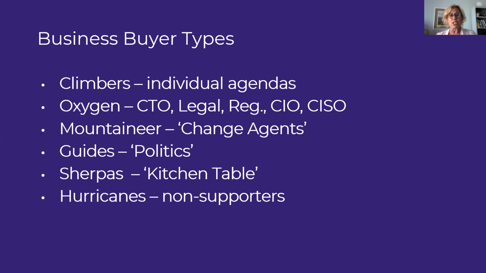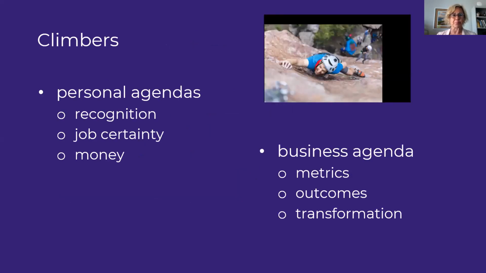Sherpas are what we call kitchen table. These are the people you bring to the kitchen table. They're your closest allies. They know everything that's going on. They're business focused. They're trusted. And these are the people you really want to get on your side. And hurricanes, well, that's your enemy. That's the person who doesn't think there's a problem. So let's go through each one of these.